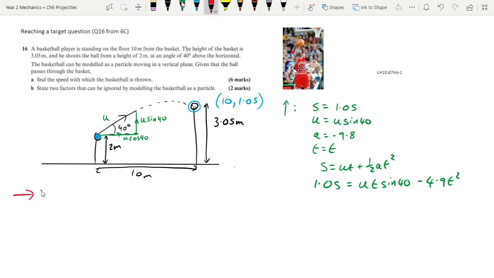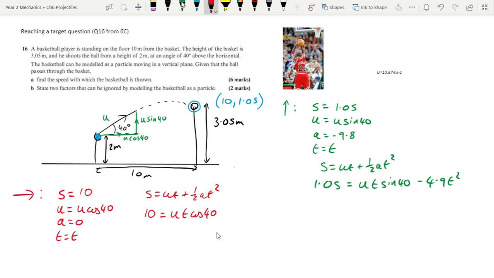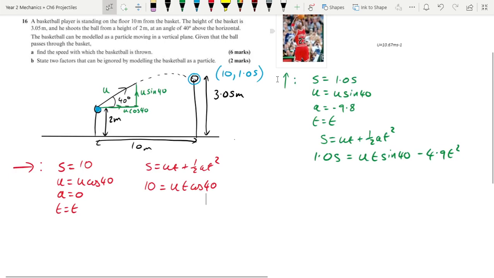If I then do the same thing but horizontally, so we want to get to a horizontal displacement of 10 with an initial speed of u cos 40 horizontally, and we know that there's no acceleration horizontally. So I can use s equals ut plus half at squared here, but it's going to be a bit simpler because a is 0. So we're just going to have 10 equals ut cos 40, and that's it. Now I've got two equations here, both of which contain u and t, so I should be able to solve them simultaneously to get a solution for u and t.